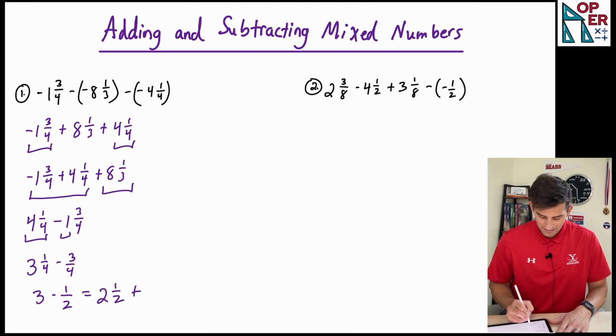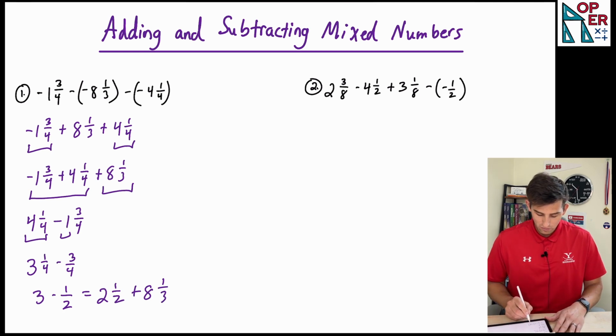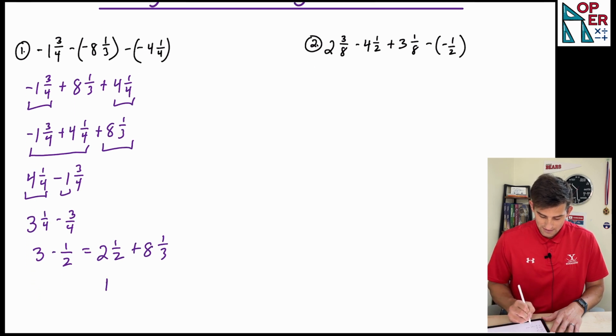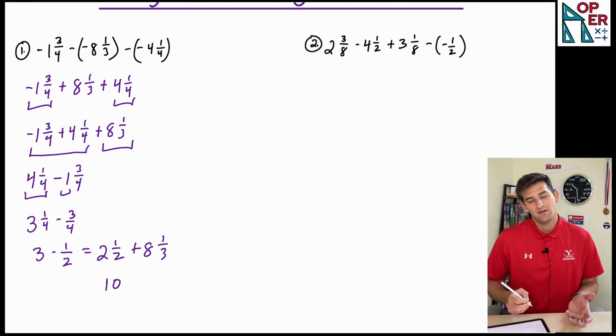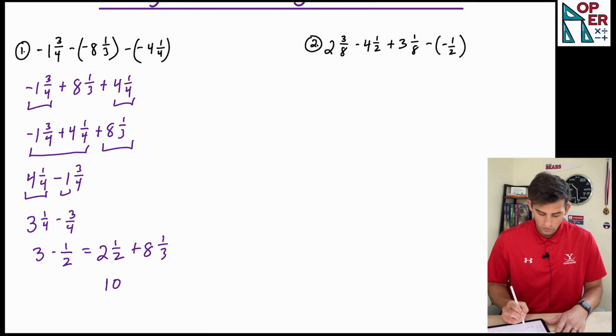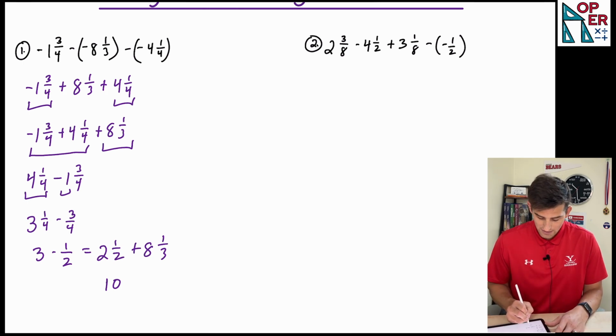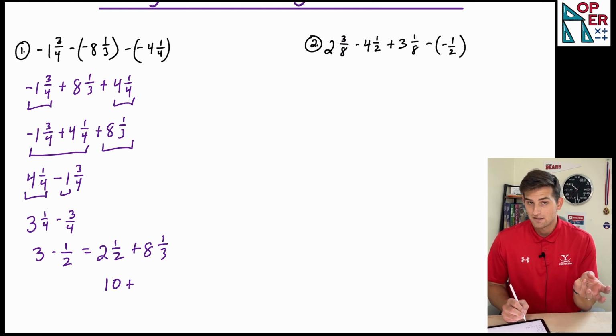So let's add 8 1/3, and now we can add these two together. Well, we have 2 plus 8, so we can scroll down a little bit. That would give us a 10, right? And now we have 1/2 plus 1/3. Well, 1/2 and 1/3 don't have the same denominator, right? So what if we could create a common denominator? Let's say we have 1/2 and 1/3. How about a denominator of 6, right?